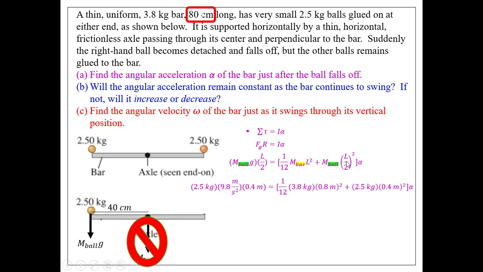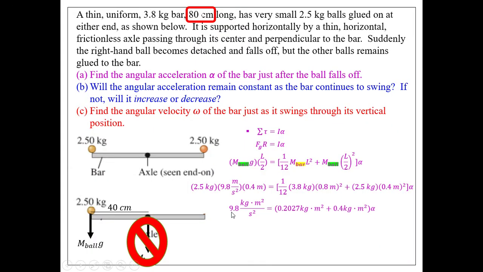And then on the right side, the second term here is m ball, which is 2.5, and it's a distance of L over 2, which is 0.4 meters. Again, the whole length is 0.8, so half of it would just be 0.4. We're going to square that. And then really here it's just all calculator work, because the only thing unknown is your alpha.